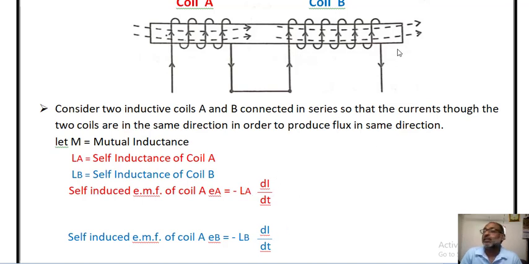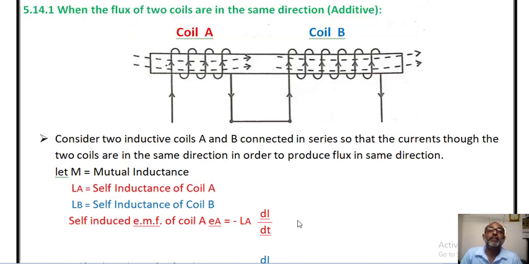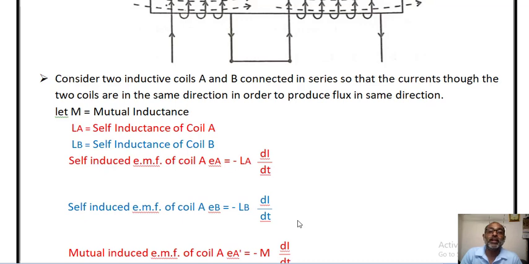Similarly, self-induced EMF is also induced in coil B. So we can write EB equals minus LB di by dt. So these are the self-induced EMFs in coils A and B.